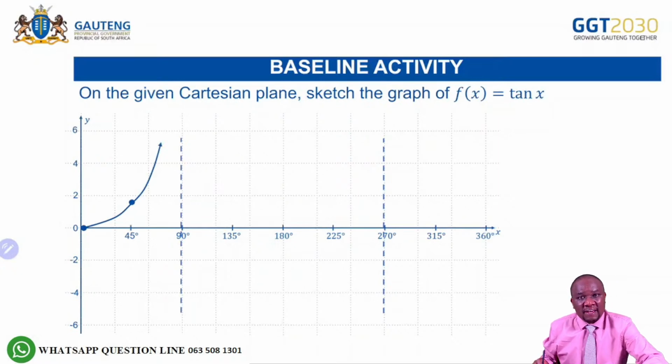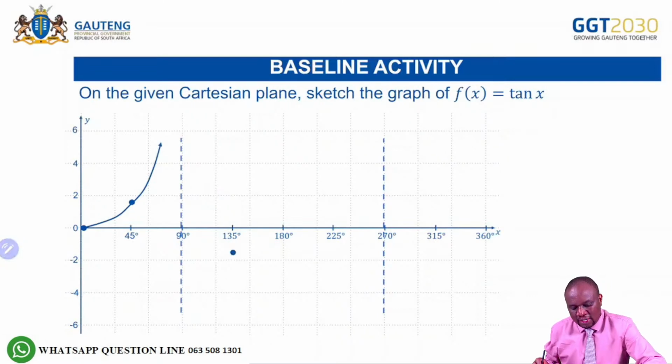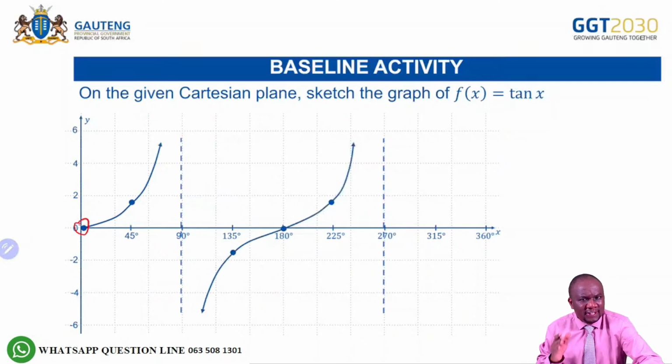And then at 135, what is the y value? It is -1. And then at 180, that's an x-intercept. I forgot that one. 0 here is the y-intercept and also the x-intercept. You must also know where the x-intercepts are. So 180 is the second x-intercept from the origin. And then at 225, the y value is 1. So once you remember these critical values, it becomes very easy to draw the tangent graph.